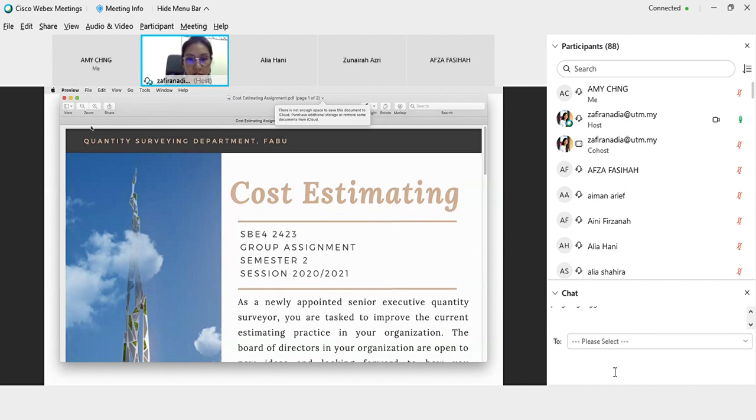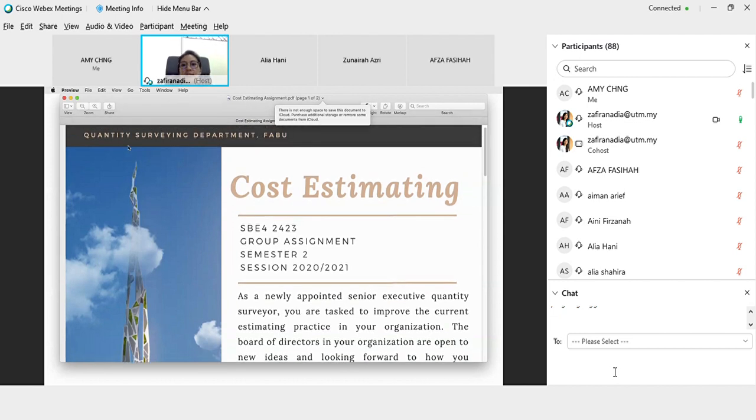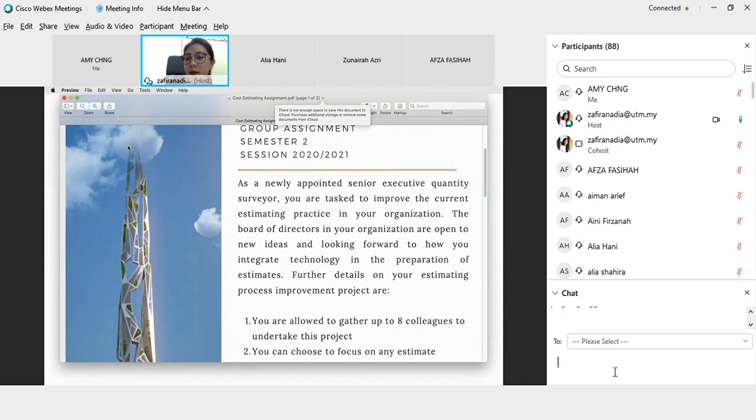Alright, so for our assignment, everyone has read it, of course section 2 hasn't been read yet, so we will read together. As a newly appointed senior executive quantity surveyor, this time you are a bit of a boss, you're no longer a junior. You are tasked to improve the current estimating practice in your organisation. The board of directors in your organisation are open to new ideas and looking forward to how you integrate technology in the preparation of estimates.